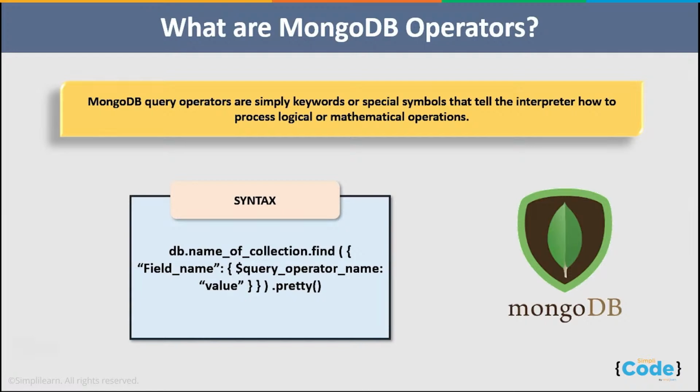The value is nothing more than the field value that we used with the query operator to conduct logical or mathematical operations and so on. And finally, we have an optional tag which is pretty. Now, since MongoDB output is in an unstructured format, we can display our output using this technique in a structured format. And this is also optional, guys. So if there is a requirement to show the data in a proper structured way, you can use the pretty statement. So that was all about MongoDB operators, guys.